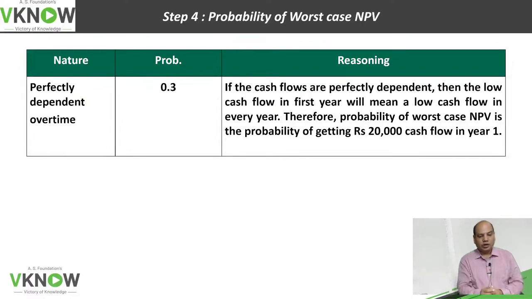I will give you the reasoning in writing also. If you look at the institute answer printed below, there is no explanation. They have only written 0.3. But write down the explanation also. If the cash flows are perfectly dependent, then a low cash flow in the first year will mean a low cash flow in every year.